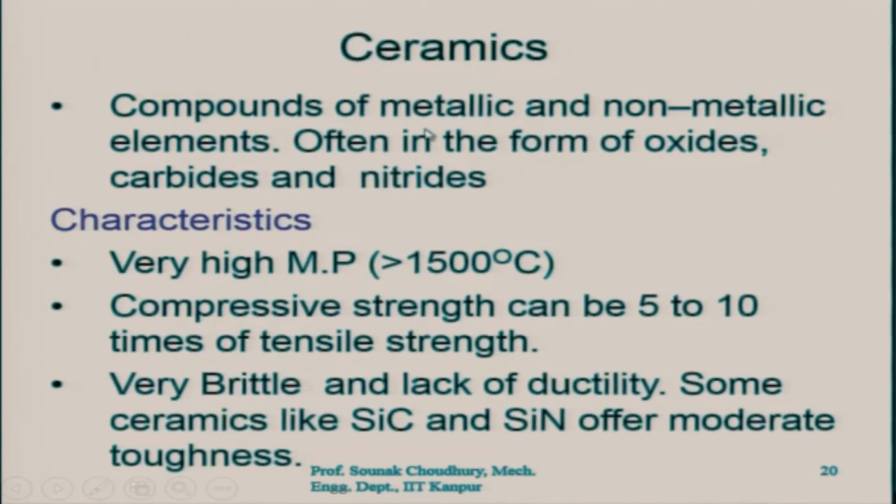Ceramics are compounds of metallic and non-metallic elements, often in the form of oxides, carbides and nitrides. There are different kinds of oxides, different kinds of carbides, we will see this, and the nitrides, which are actually the ceramics. Now, the characteristics of the ceramic are that they have a very high melting point, more than 1500 degrees centigrade. Therefore, up to this temperature it cannot melt.